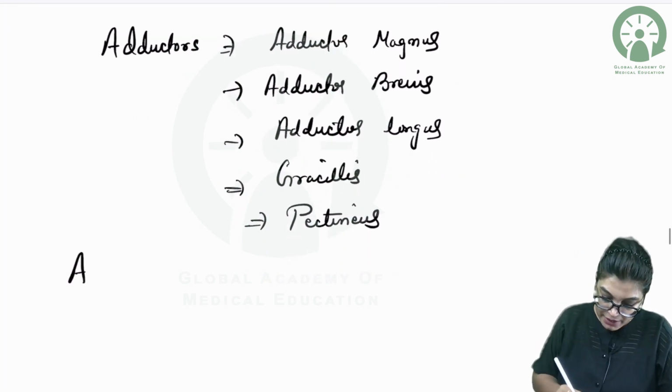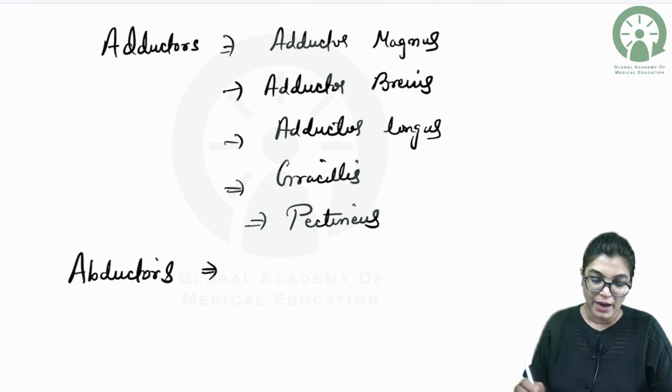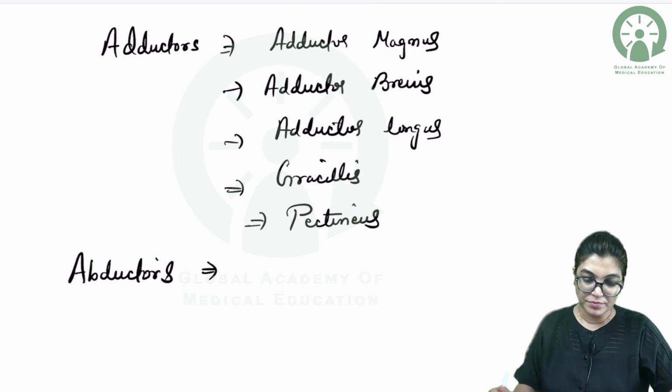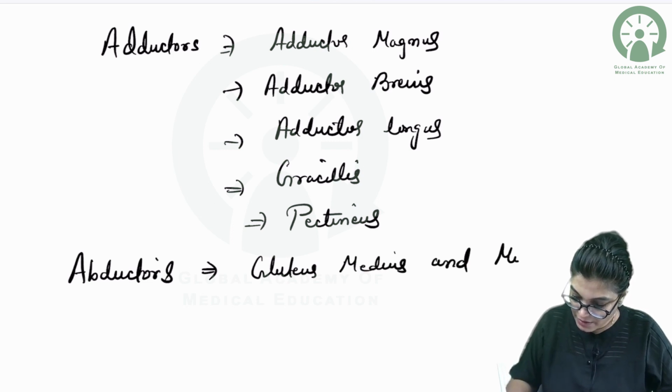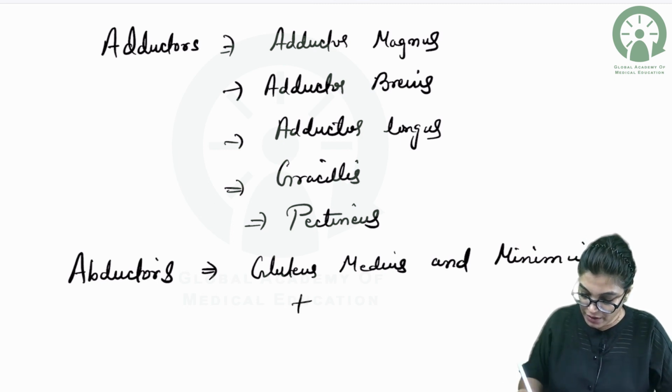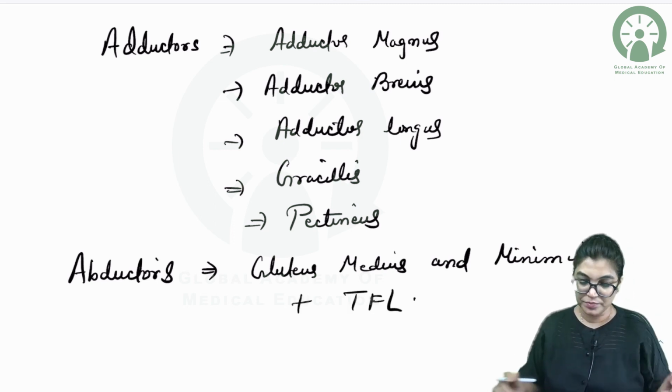Now coming to the abductors of the hip joint. The prime abductors of hip joint are gluteus medius and minimus, along with tensor fascia lata.